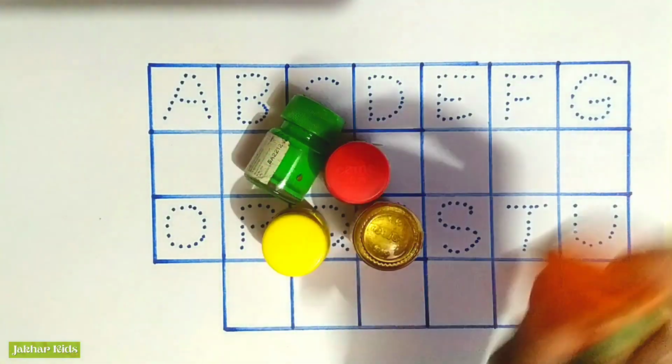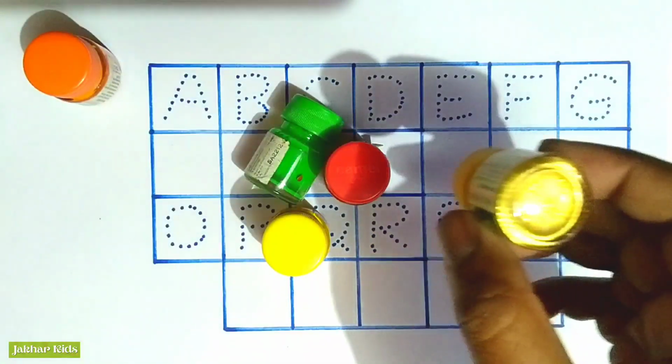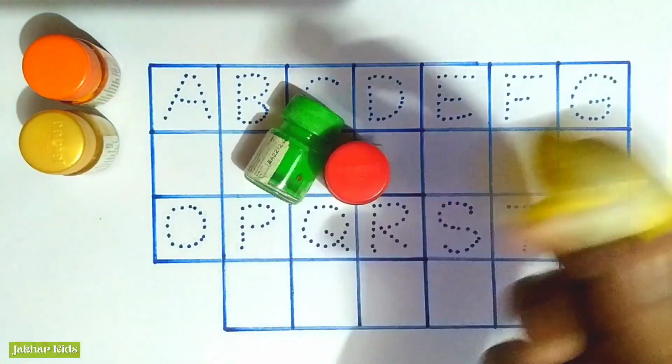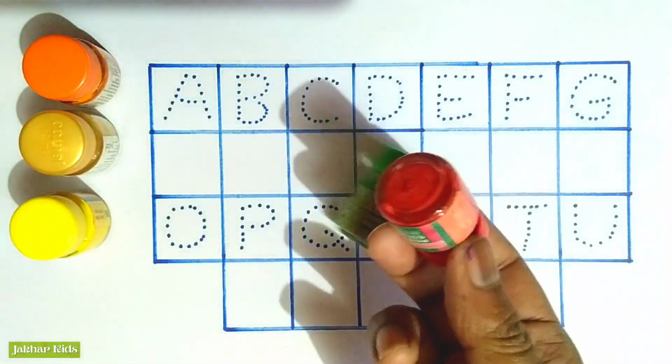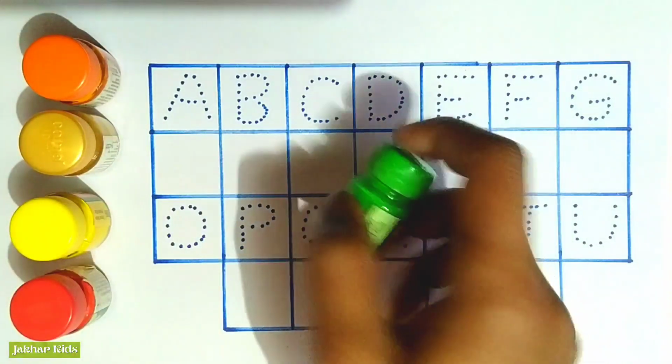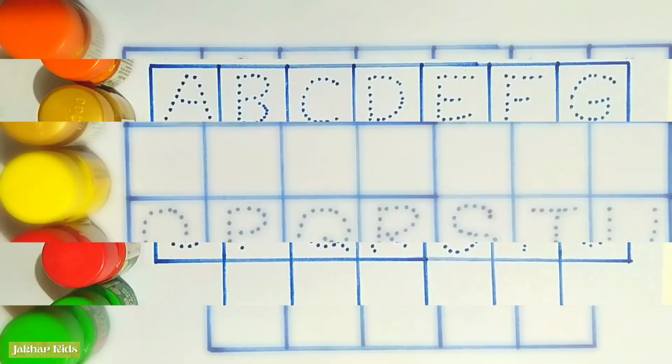Colors name: orange color, golden color, yellow color, red color, green color.